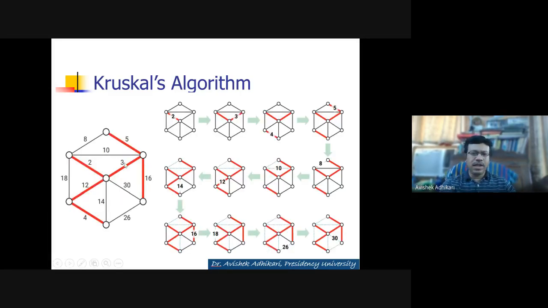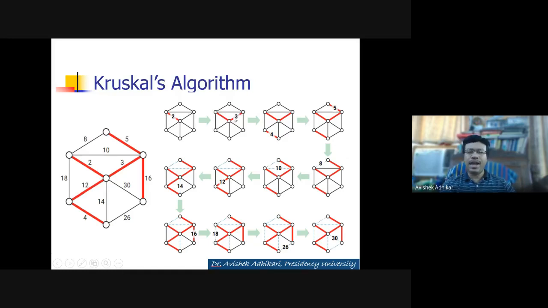You can see that among all these weights, 2 is the minimum weight. So start with 2. Then you have already taken 2, then take the next minimum, that is 3. When you are adding this, just check whether the new edge will form a cycle with the existing spanning tree. So the first step was this, this is my spanning subgraph. Then you have added this, so this is my spanning subgraph now.